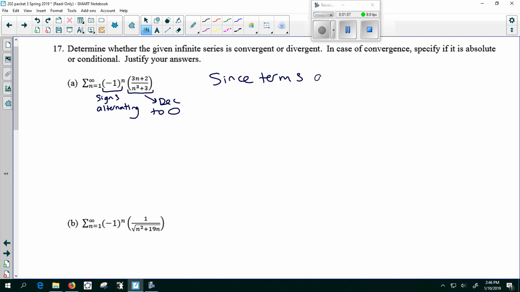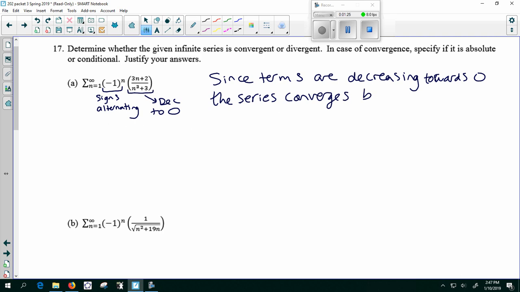Since the terms are decreasing towards 0, the series converges by the alternating series test. Then we have to check for absolute convergence.